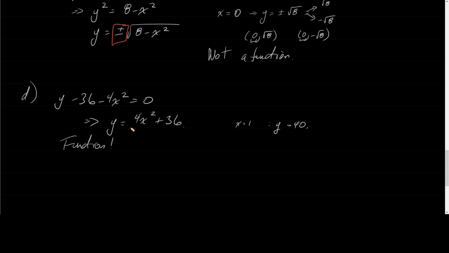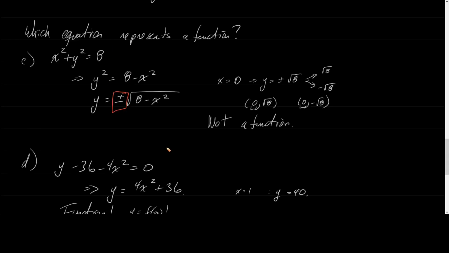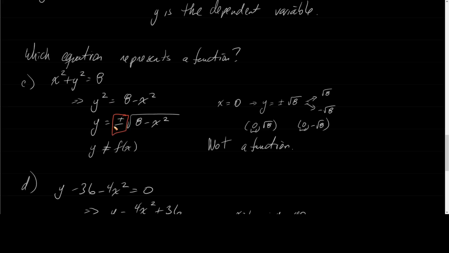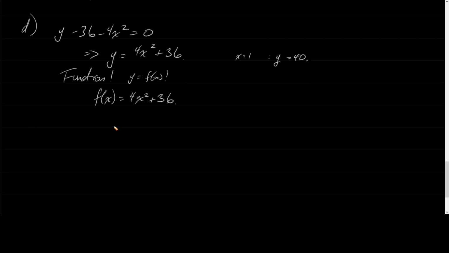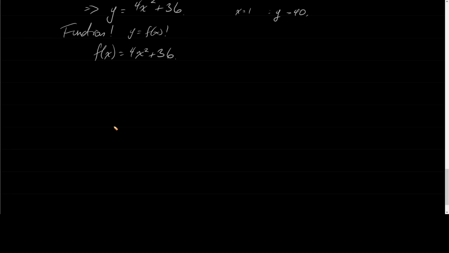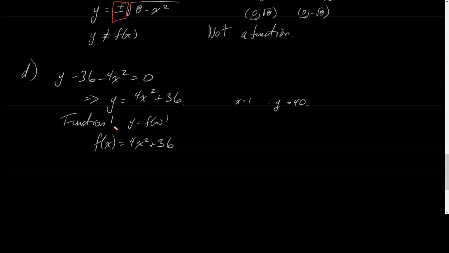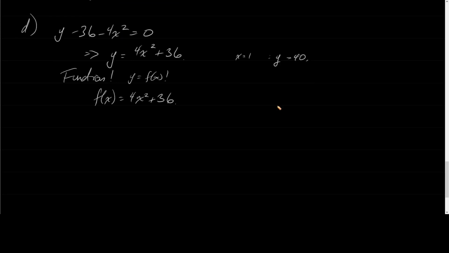All right, and the way we would denote it is we would say f of x is equal to 4x squared plus 36. So for this, y equals f of x. It's a function. However, for example C, y is not equal to f of x. It's not a function, so we wouldn't be able to write it that way there. Now, I've been talking about plugging stuff in, so let's practice a little bit of that.